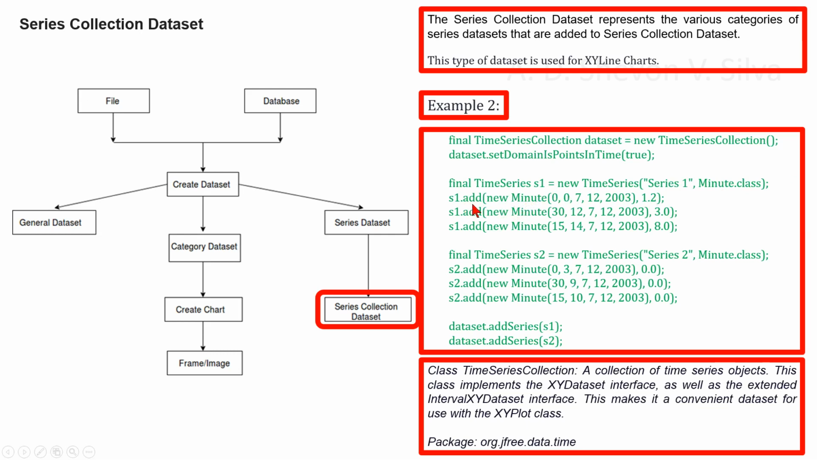Here add adds a new data item to the series and sends a series change event to all registered listeners. Period, the time period, null not permitted, and the value is the value. Here addSeries adds a series to the collection and sends a dataset change event to all registered listeners. Here the series, null not permitted.